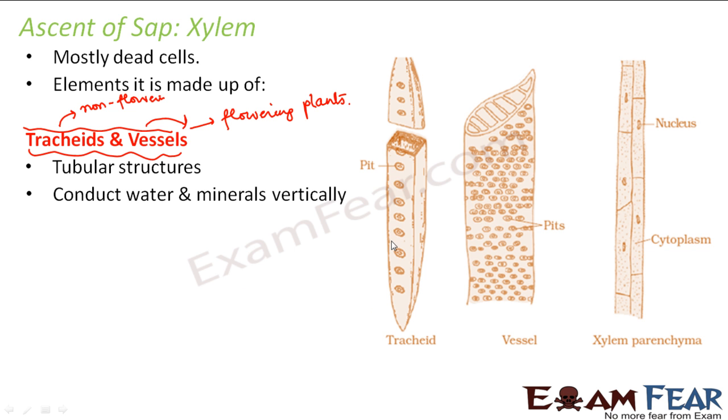Right? Now, how do the tracheids conduct? The tracheids conduct water and minerals through the pits. So through the pits, one tracheid conducts to the other tracheid, and that is how it gets conducted.